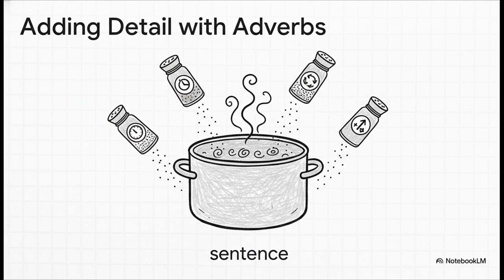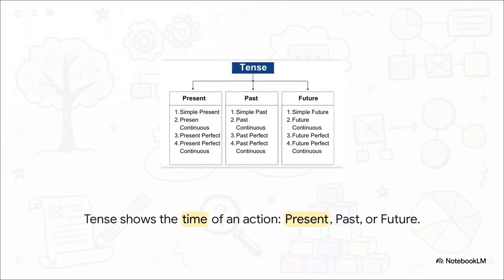They answer all those important questions. How did he run? Quickly. When did it happen? Yesterday. Where is it? Outside. They add that crucial layer of detail that brings your sentences to life. Next up, let's talk about the time machine of grammar, tense.